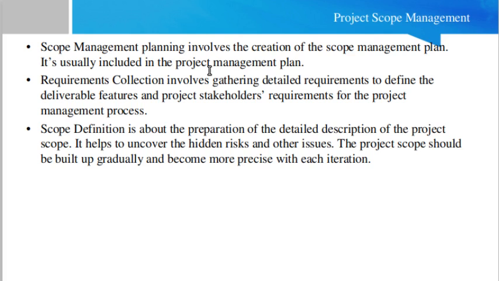First we have to do the planning. Planning defines how you will manage the scope. What is scope? Scope is the deliverables actually. Then requirement collection involves gathering detailed requirements to define the deliverables, features and project scope with stakeholders. First you do the planning, then you collect the requirements. From where do you collect the requirements? From the customer and stakeholders; you will sit with them and make a scope document. Scope definition is the preparation of the detailed description of the project scope. It helps to uncover hidden risks and other issues.